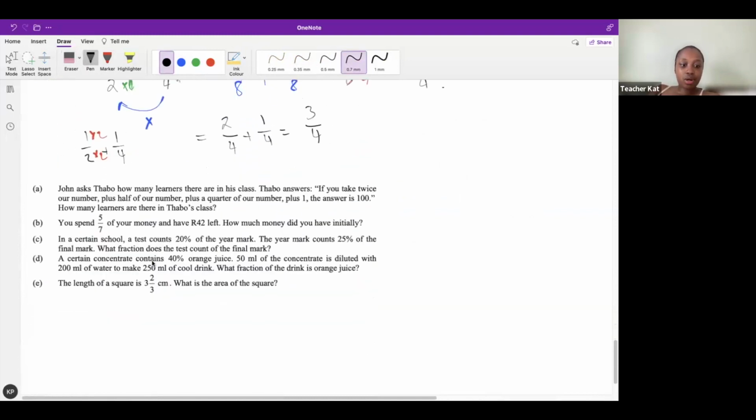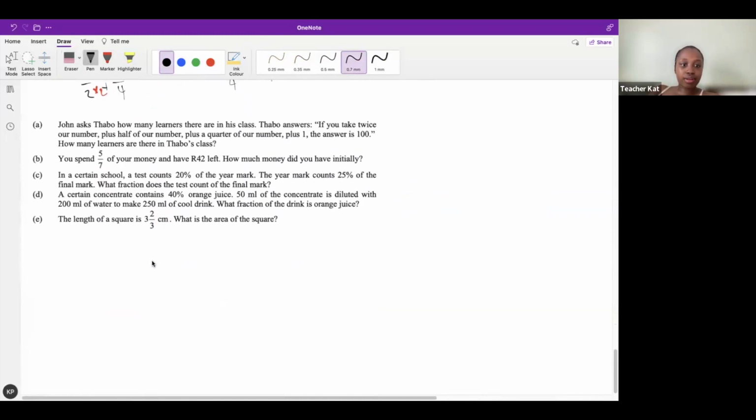Now we're going back to our problem solving. John asks Tabo how many learners there are in the class. Tabo answers, you're welcome. If you take twice our number plus half our number plus a quarter of our number plus 1, the answer is 100. How many learners are there in Tabo's class?